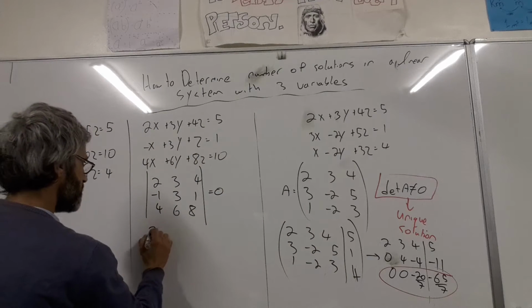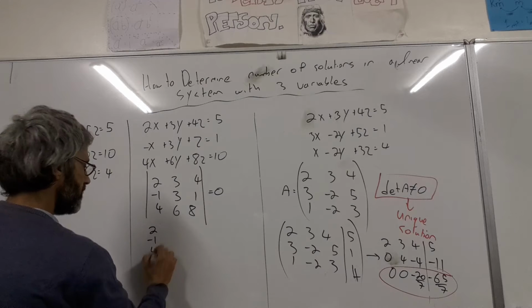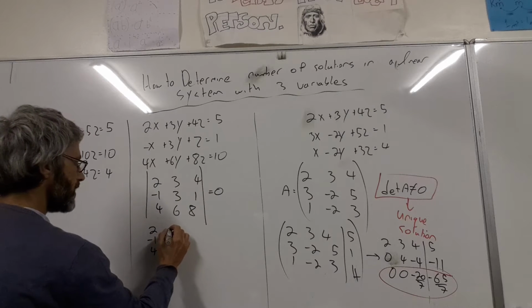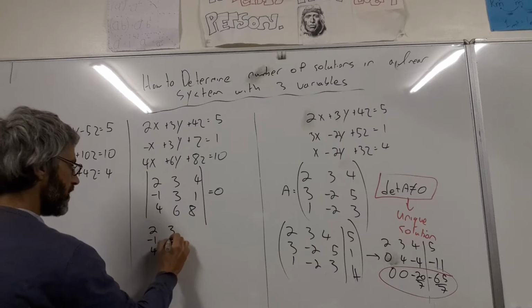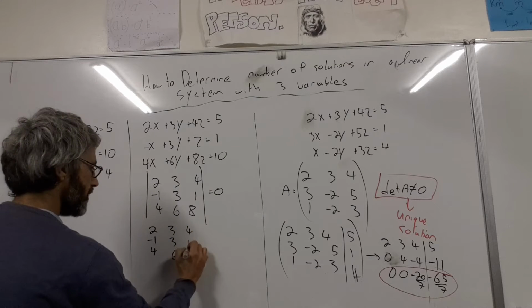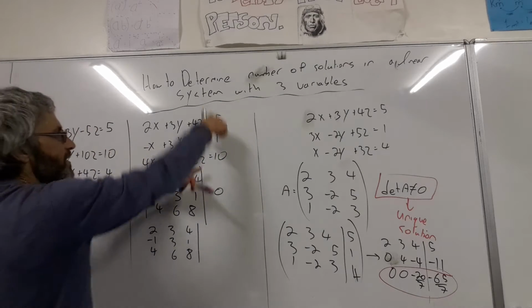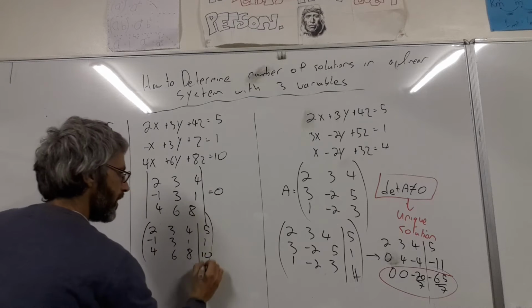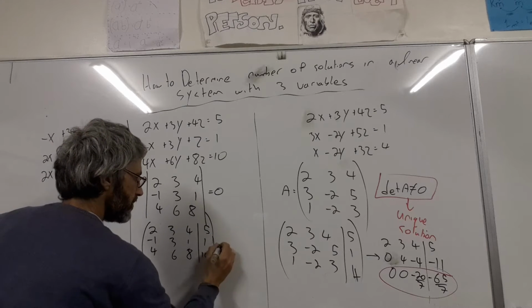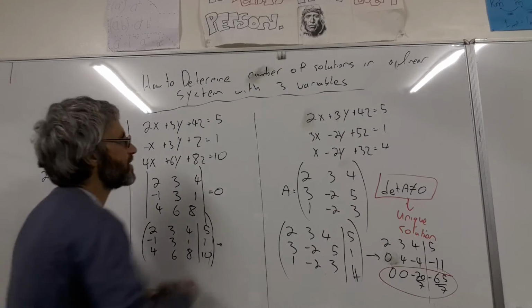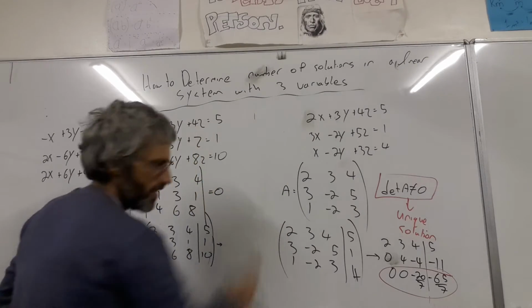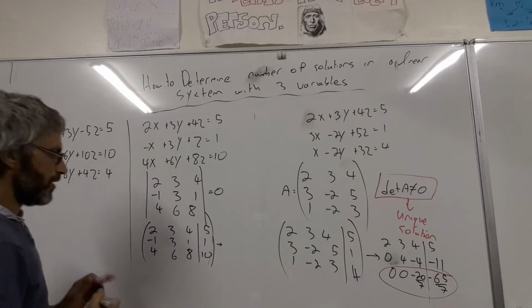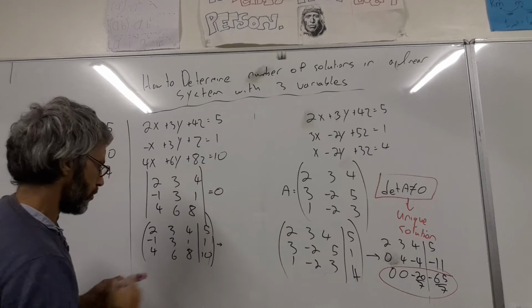Okay, so I'm going to write the same matrix. 2, minus 1, 4, 3, 3, 6, 4, 1, 8. I'm going to augment, add 5, 1, 10. Okay, and I'm going to make row operation. Maybe let's get rid of this line. Okay, and I'm going to turn on row operation.